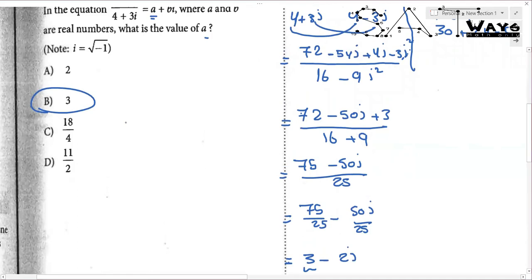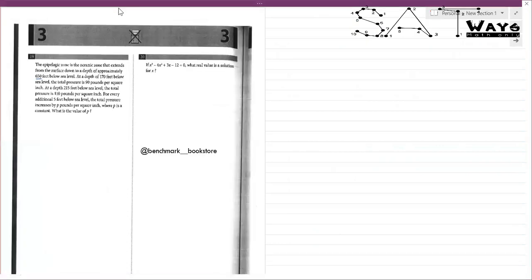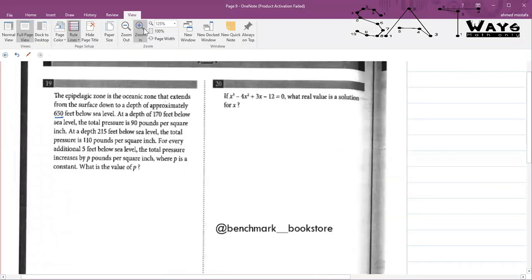Now we will move to question number 19 and 20.